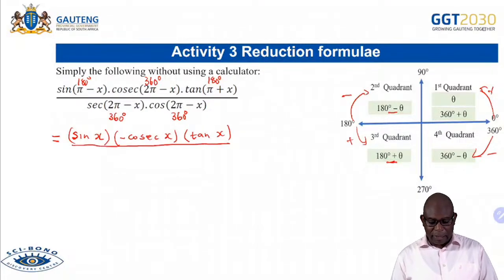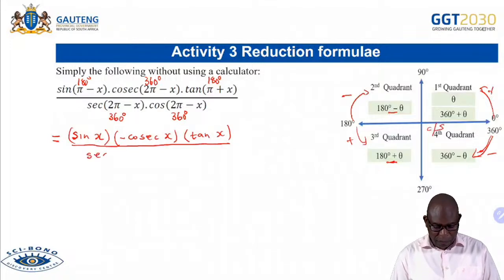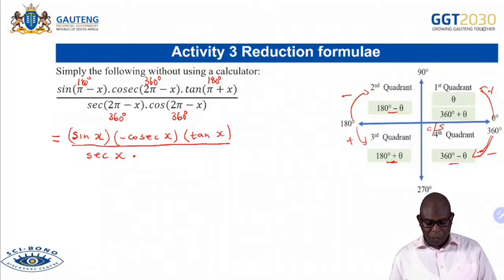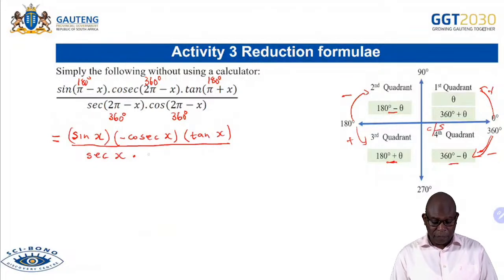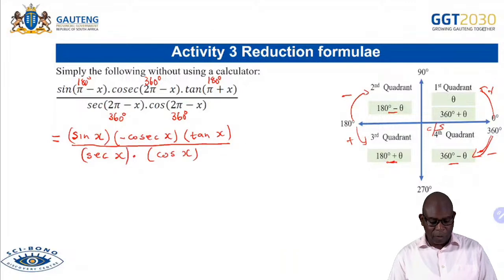Then the sec, it's 360 degrees minus x. Remember cos and sec are positive there, so it will be sec of x. In the fourth quadrant, cos is positive, so I'll have cos positive. Remember, this is 1 mark, 1 mark, 1 mark, 1 mark, 1 mark. So already you have got 5 marks from this step only.